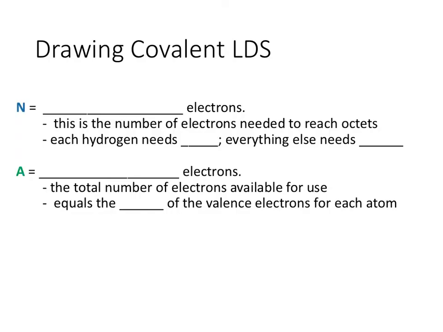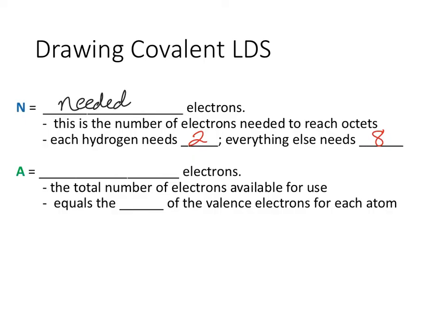We're going to be talking about how to use the NASL method to determine the number of electrons that will participate in a covalent bond. So to start off, we need to calculate the number of needed electrons. And this is the number of electrons needed for all of the atoms in your covalent molecule to reach octets. Remember, each hydrogen requires 2 electrons to be an octet, while every other atom that we'll be looking at requires 8.